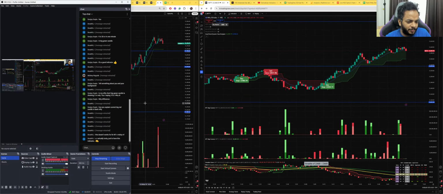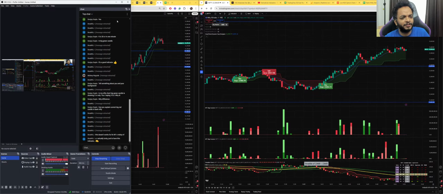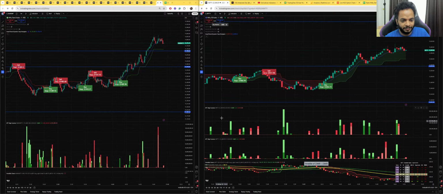Someone asked whether this doesn't work for Fin Nifty and Mid Cap. No, this also works for Fin Nifty and Mid Cap Nifty also. You have all sorts of options here.